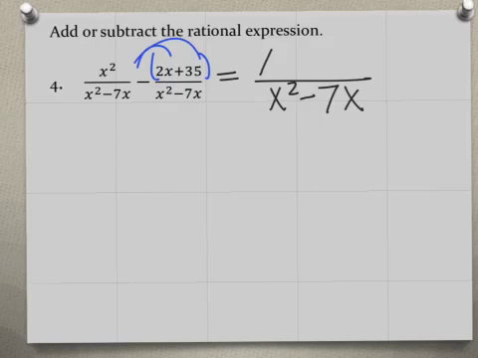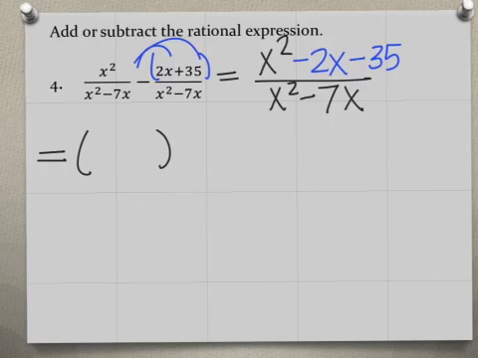So we're going to have x squared, and then when we subtract, minus 2x, and then negative times a positive will give you minus 35. So now we're going to factor the top and the bottom. At the top we have a trinomial, so we're going to start by setting up my binomials. Now x times x gives you x squared. Now the c here is negative, so that means we're going to have different signs in our binomials.